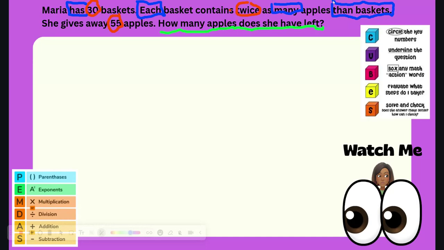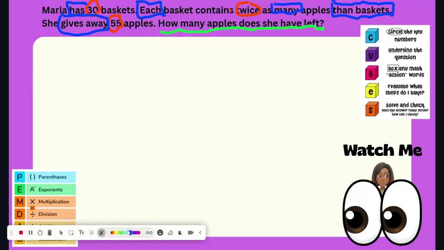She gives away 55 apples. That's good to know because remember she has 30, but she's going to give away 55. I need to know that. And then my question, how many apples does she have left? Okay, so now let's solve it out. Let's come up with an expression that we can use to help us solve this out, okay?